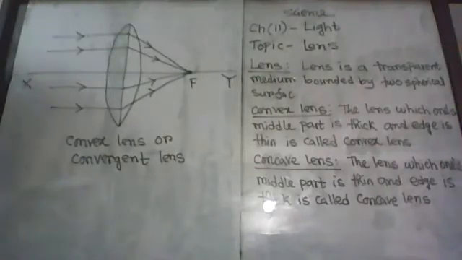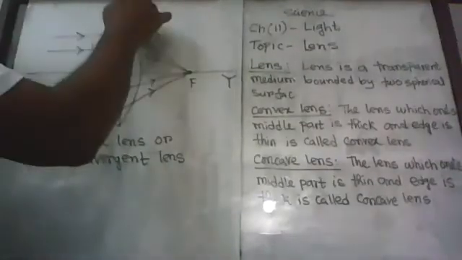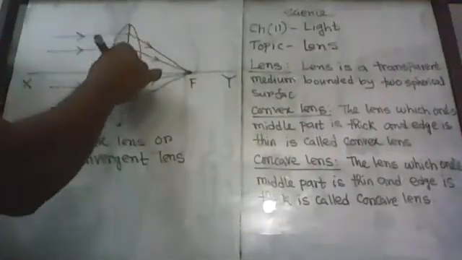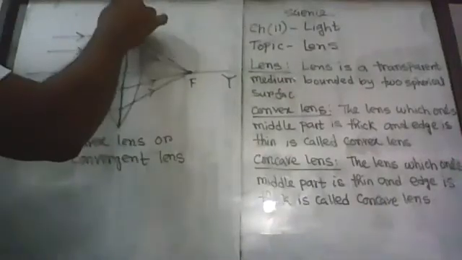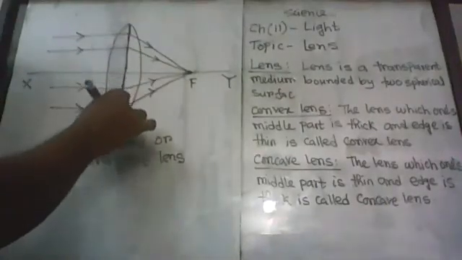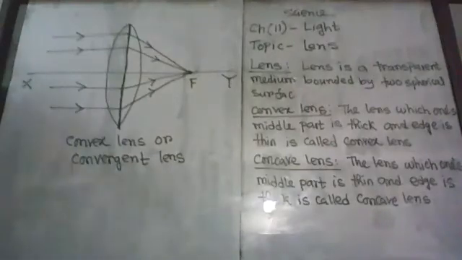Sir, could you please say the axis of the lens once more? The axis of the lens is the intermediate line. This line in between the two parts of the lens is called the axis of the lens. Okay. So any more questions here, boys and girls?